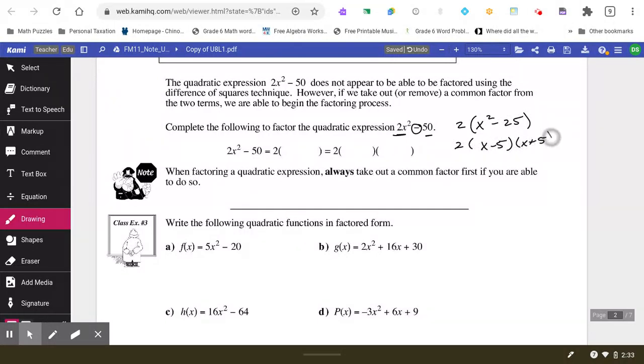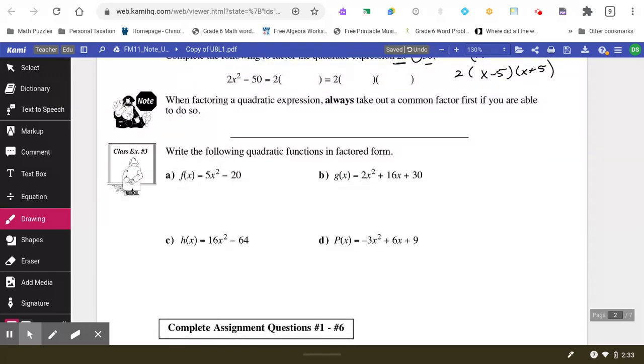All right, so always look for that to happen. Always take out a common factor first. All right, so when I try to factor this, write the following quadratic functions in factored form. I would have f of x equals, copy it down.